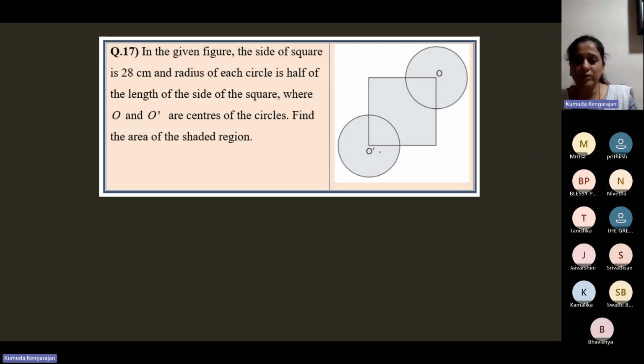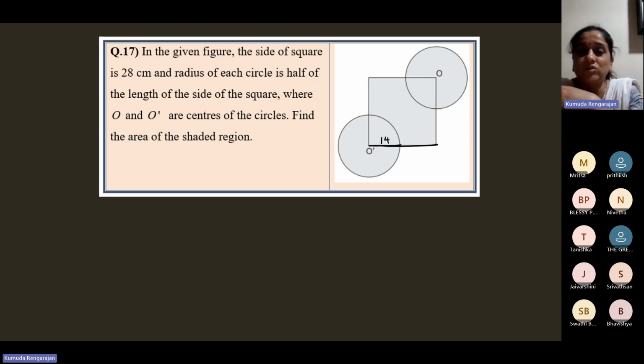What's the side of the square? 28. And what's the radius? Half the length of the side of the square. So 14. The side is 28, the radius is 14. Tell me the expression to find the area of the shaded region. I just wanted to say this one plus this one plus this one, without having to subtract anything. I don't want something minus something plus something minus something. I want something plus something plus something. Just addition.